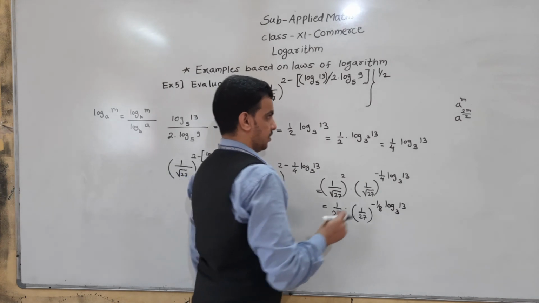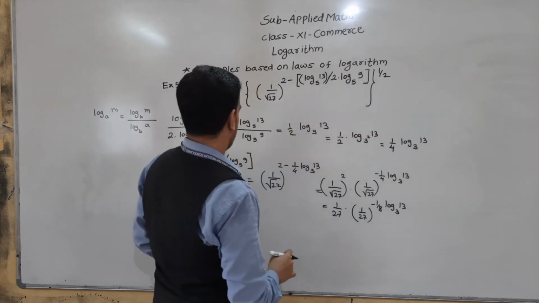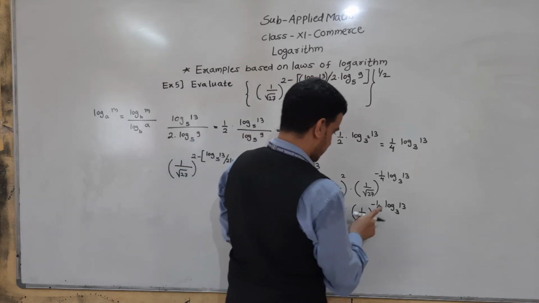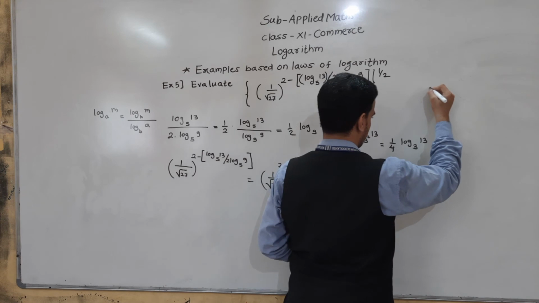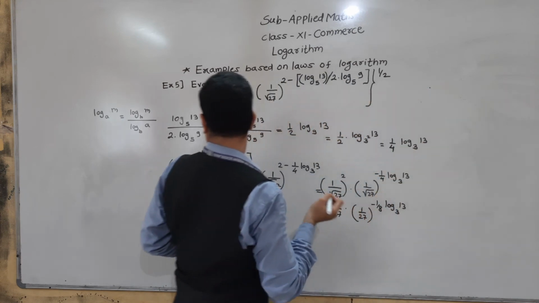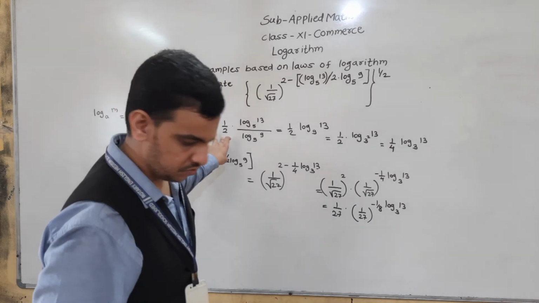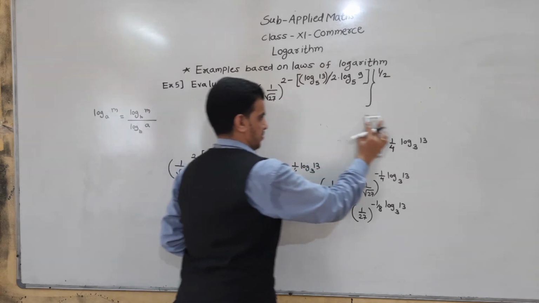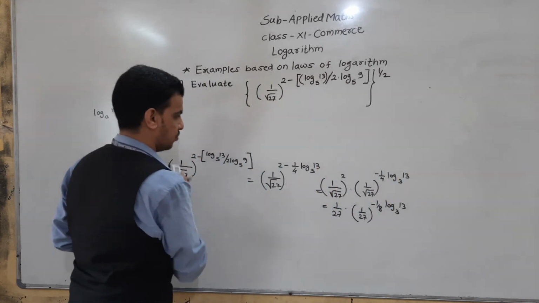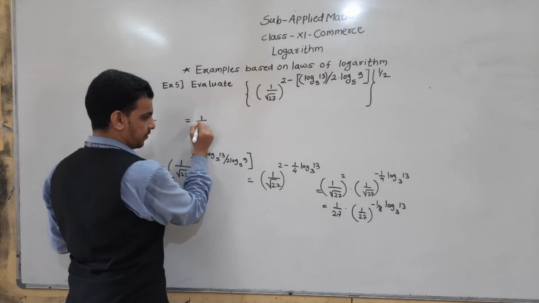Okay, now next step, we have to simplify this also. Okay, so after this, how we simplify 1 by 27.